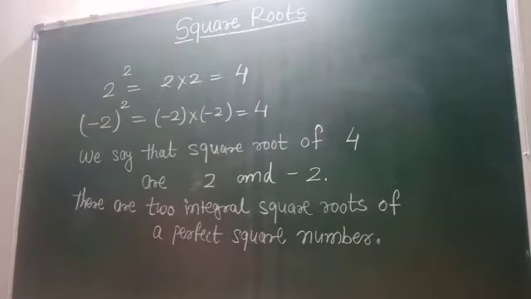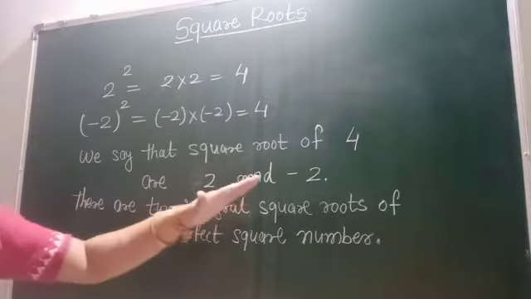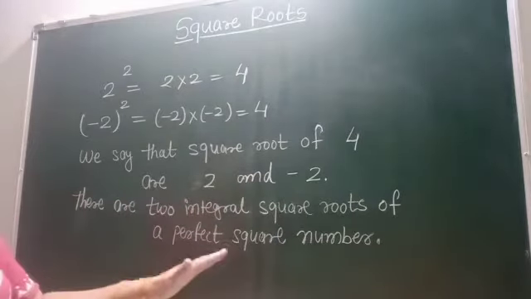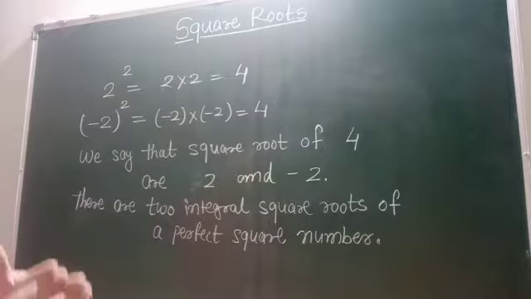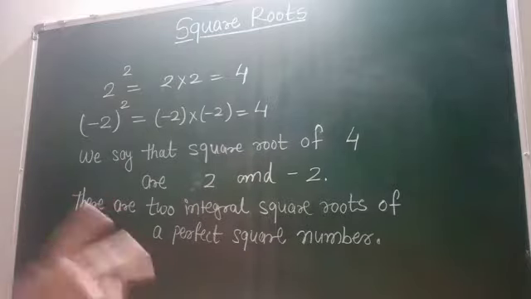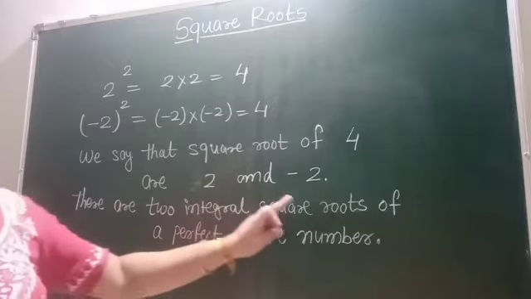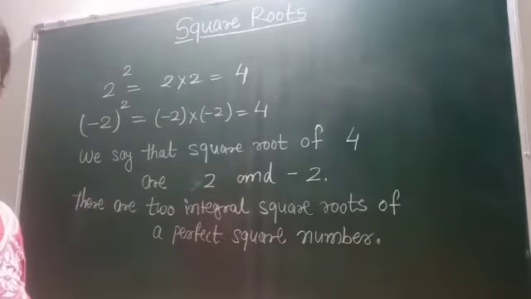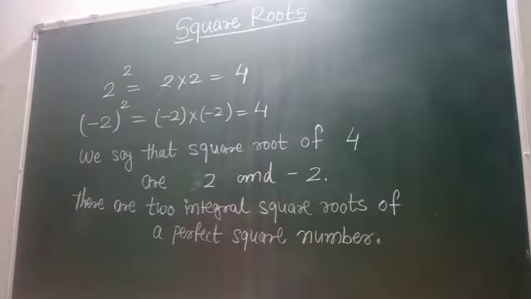So what we can say is that there are two integral square roots of a perfect square number. It means when you find the square root of any number, you will get two integral square roots. But in this chapter, we shall take up only the positive square root of a natural number.